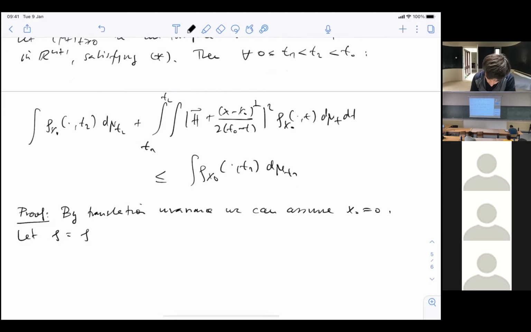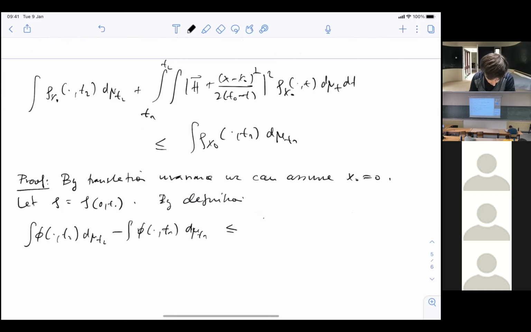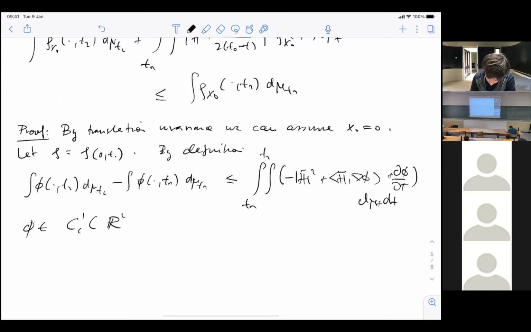What do we know by definition? Remember, we have for any test function phi, the integral of phi at T2, d mu_{T2}, minus the integral of phi at T1, is less than or equal to the integral from T1 to T2 of the integral of mean curvature squared times phi plus mean curvature scalar product with grad phi plus d phi by dt, d mu_t dt. For phi, what we needed here was C^1_c. Well, important, we need compact support.